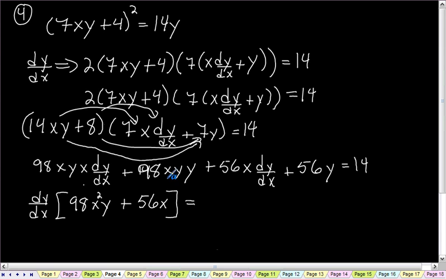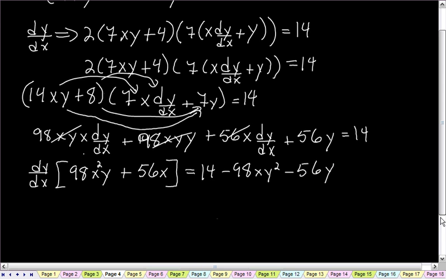Subtracted this to the other side. So this is 14 minus 98. Notice what happened from y squared. This is x, y to the second. It's accounted for. That's accounted for. dy dx is on that side. And I'm also subtracting a 56y. That's that side.